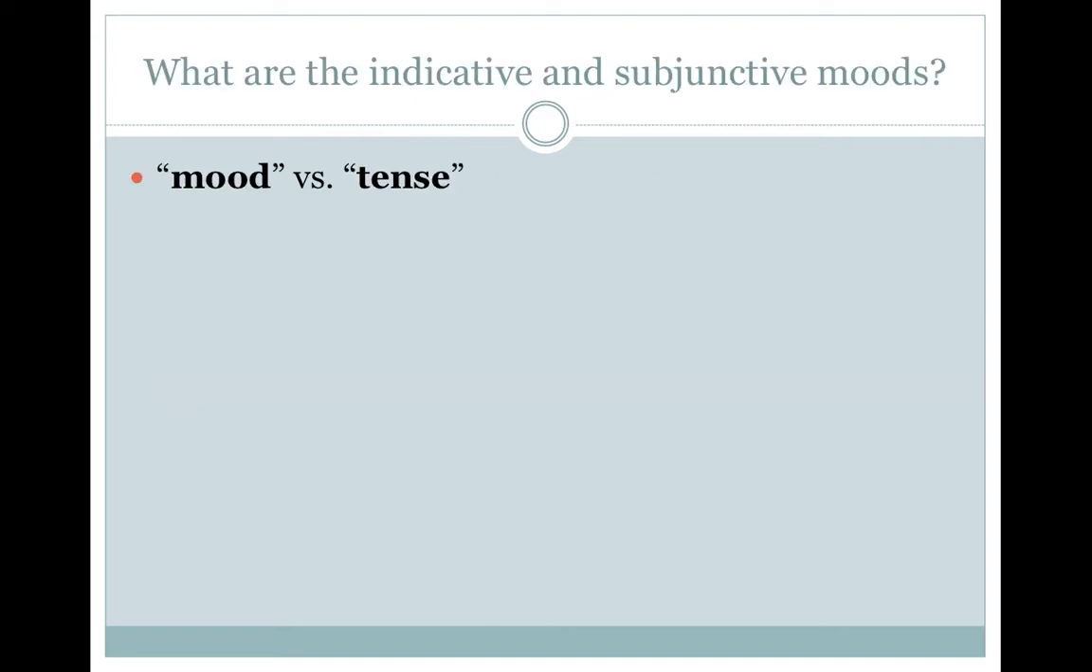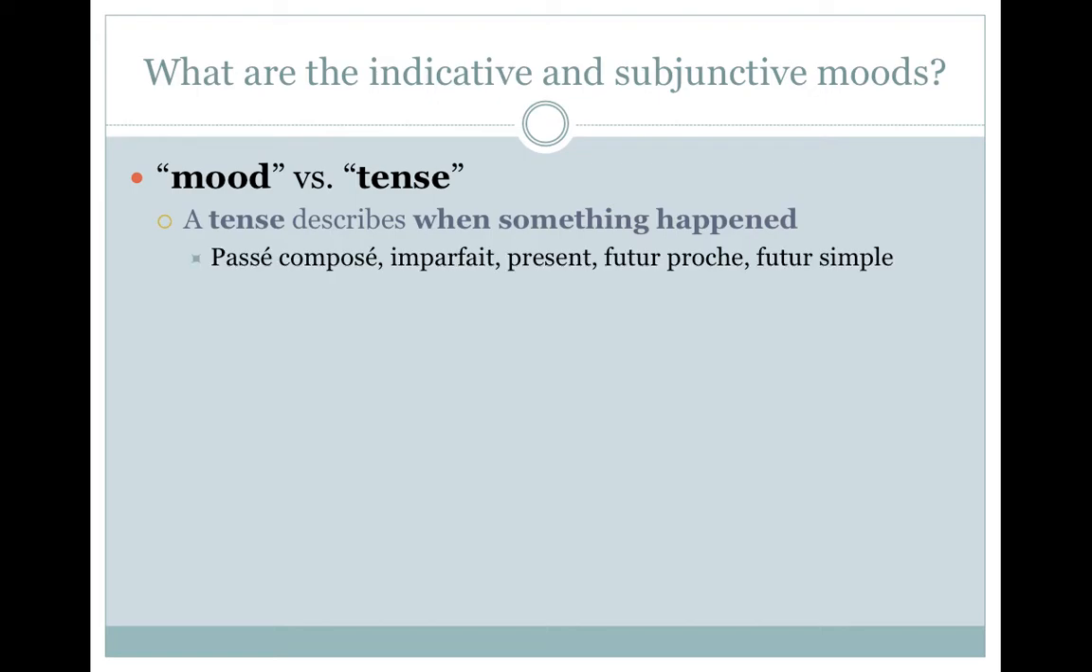So to start off, what do I mean when I say mood? And what's the difference between a mood and a tense? I'm not talking about all of a sudden the verbs got crabby and we're all moody or something. This is a technical grammar term, I swear. A tense describes when something happened. So for example, passé composé, imparfait, présent, futur proche, and futur simple. These all describe when something happened. They're very specific, whether it happened in the past, present, or future, and then more specifically, whether it's in the immediate future or the more distant future.